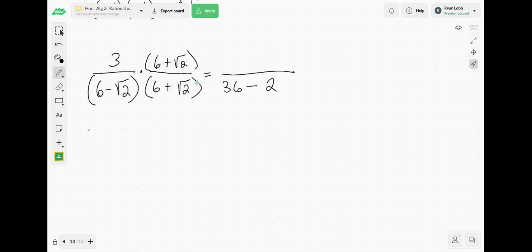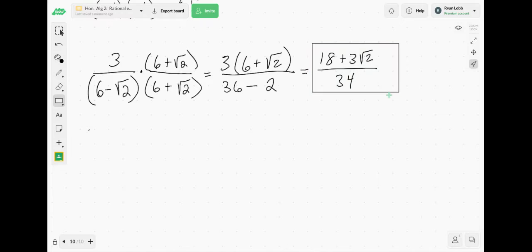Up top, we can distribute, okay? Sometimes I might suggest not to distribute if this is going to simplify. So looking ahead, in other words, if I left it like this, 3 times 6 plus the square root of 2 first, and then down here I have 34, does 3 go into 34? No, so that's not going to simplify anymore. So then maybe I write the end result as 18 plus 3 root 2 over 34, like that. And then that would be done, okay?